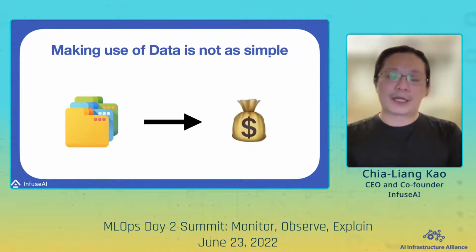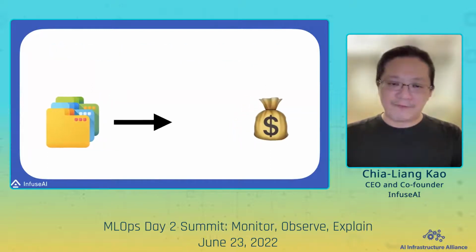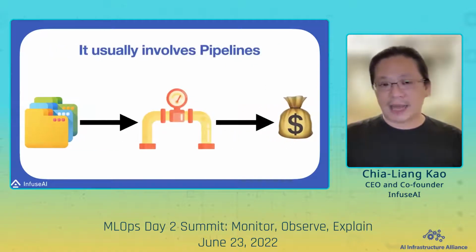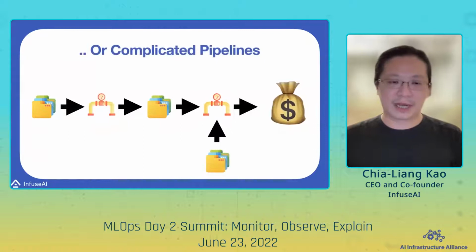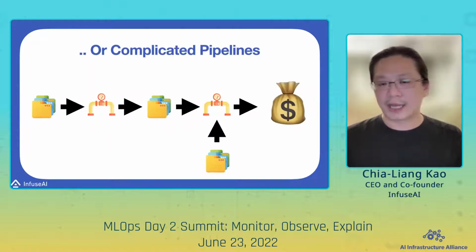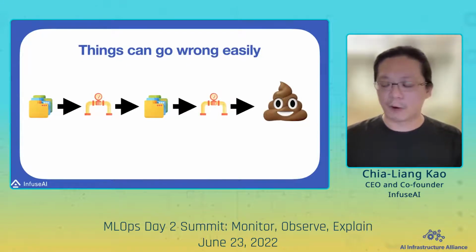So to today's topic: everyone wants to make use of data, but it's not as simple as turning data into insight or profit. Usually it involves some kind of pipeline that can transform the data and turn it into a usable state. Or more often, a pretty complicated pipeline with multiple stages, where you mesh in other data, and then you hopefully make use of it. But things can break quite easily because there are so many fragile points in this whole pipeline.